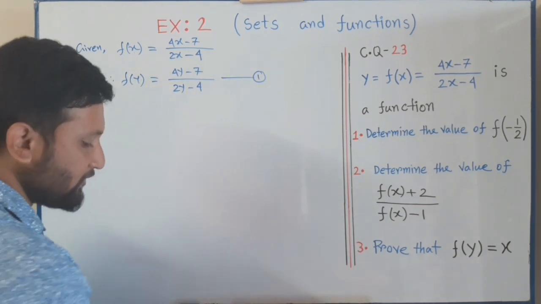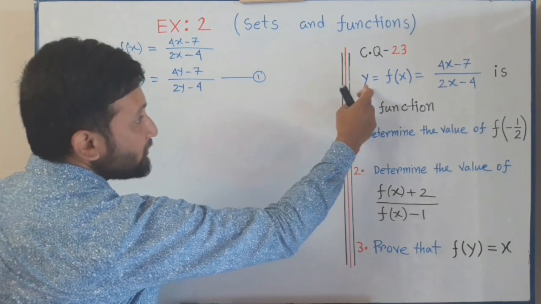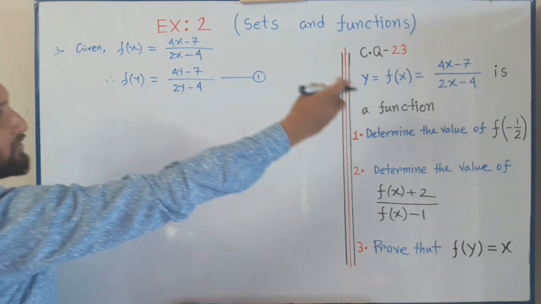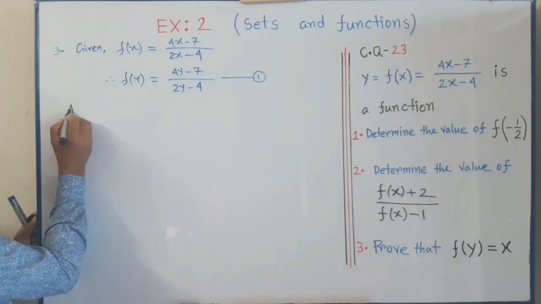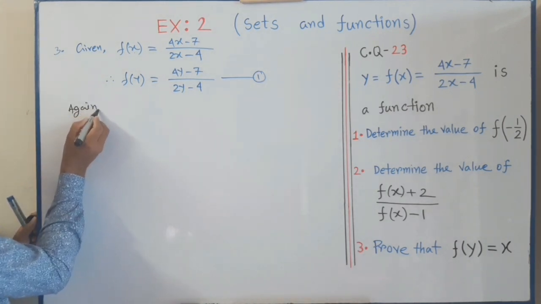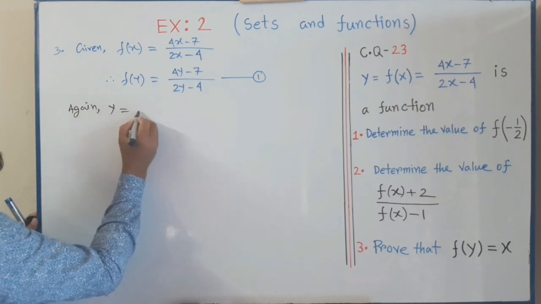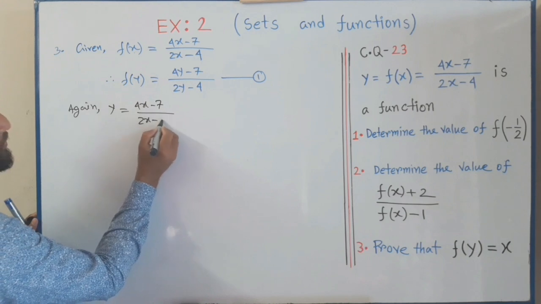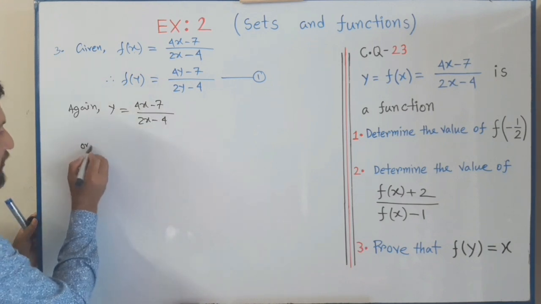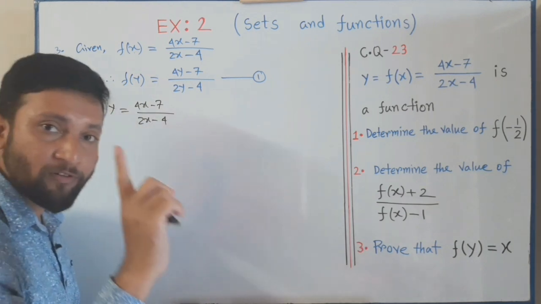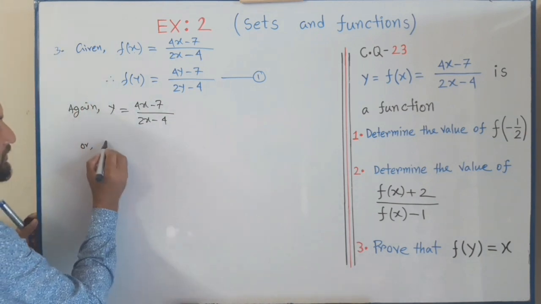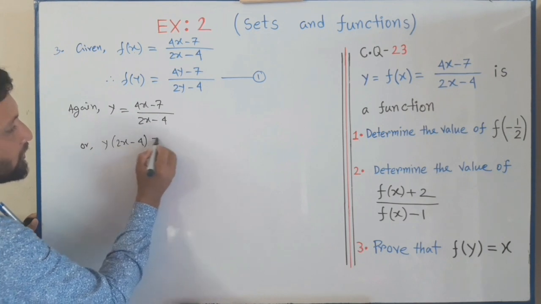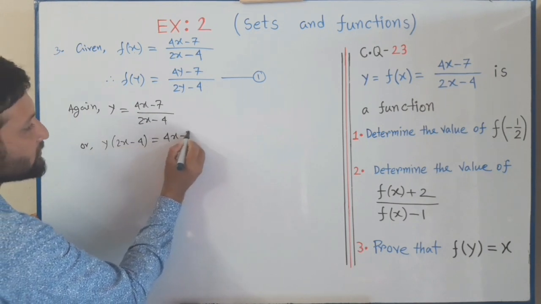Again you can write first term equals third term, that means y equals 4x minus 7 divided by 2x minus 4. So you can write again y equals 4x minus 7 divided by 2x minus 4. By simple calculation from here we have to find the value of x. By cross multiplication, y into 2x minus 4 equals 4x minus 7.